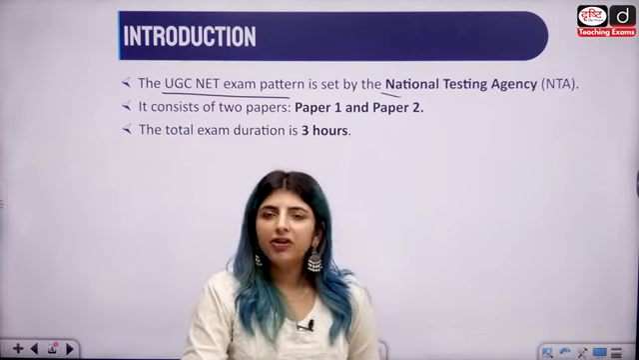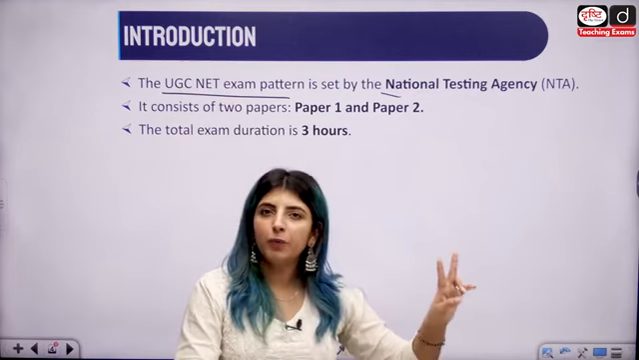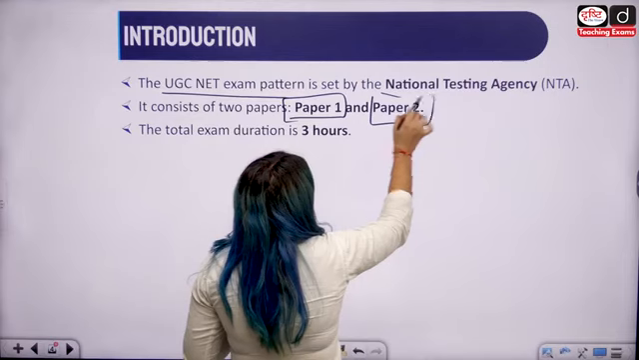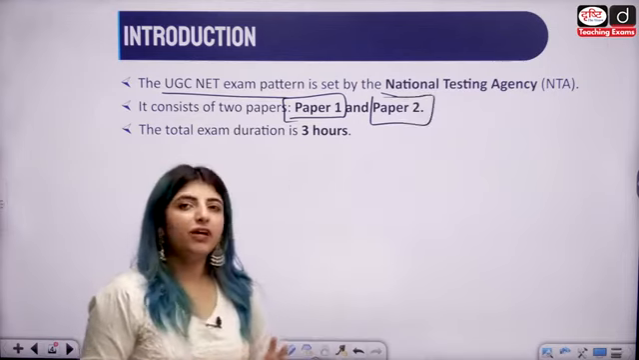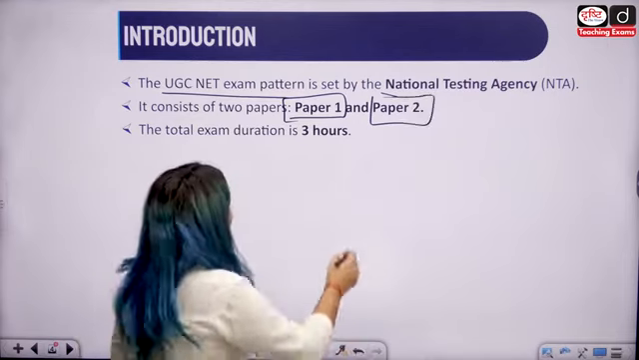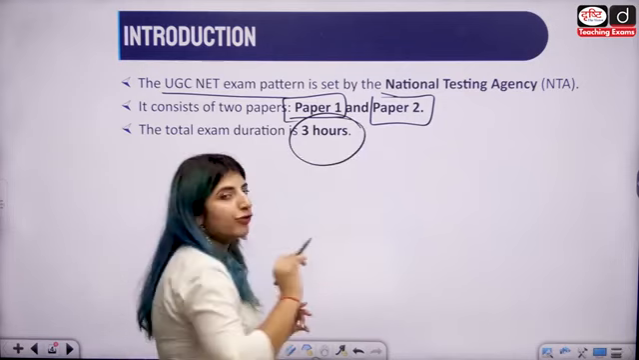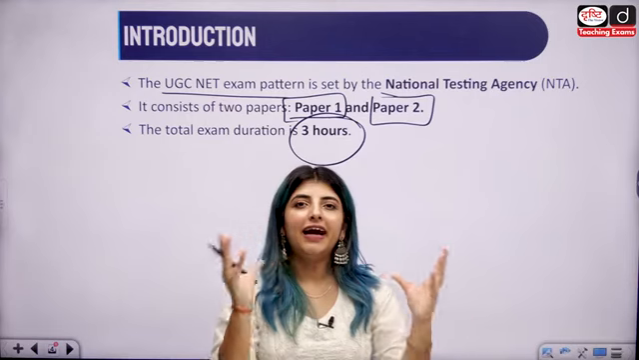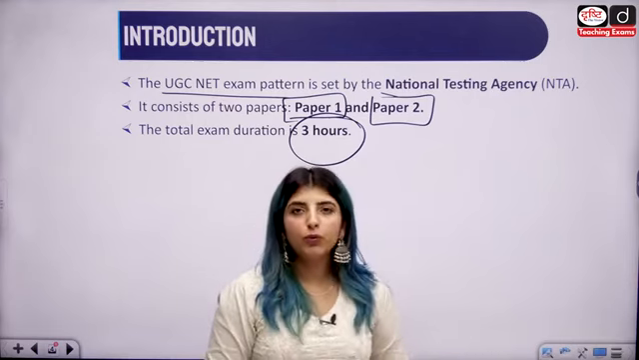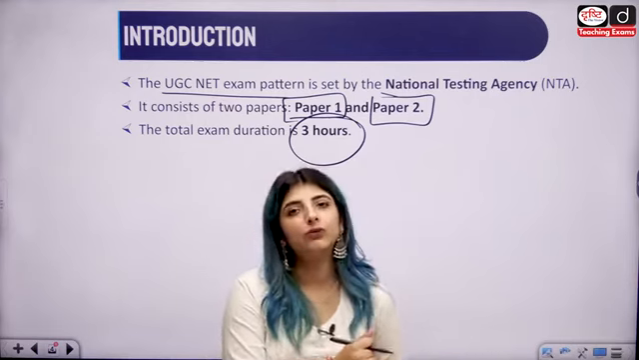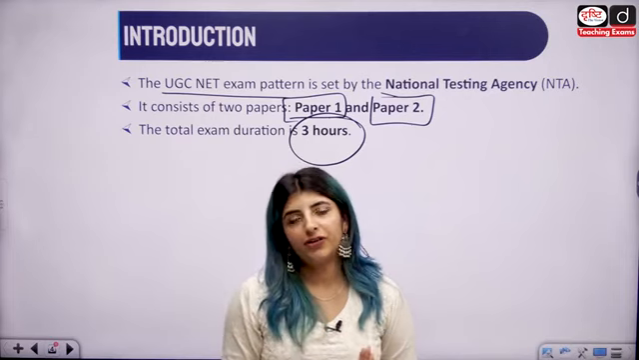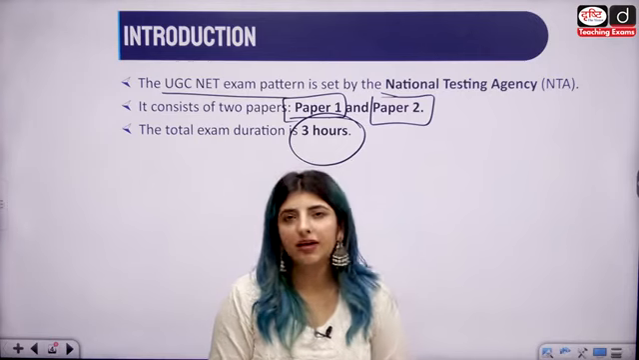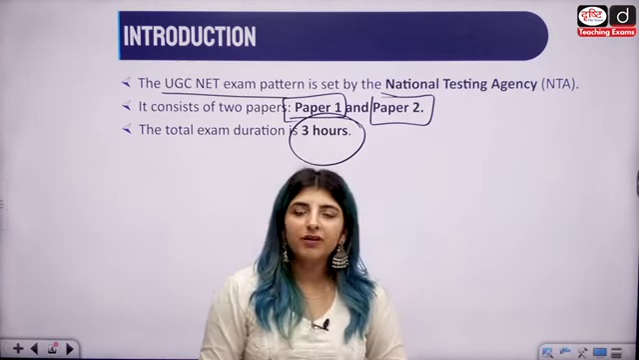The examination happens in two papers, paper 1 and paper 2. The time duration is 3 hours, so you will have to sit for the examination and the entire window would be 3 hours, in which you'll have to complete the number of questions asked to you. So what is the number of questions? How many questions are asked? What is the weightage from each and every unit?